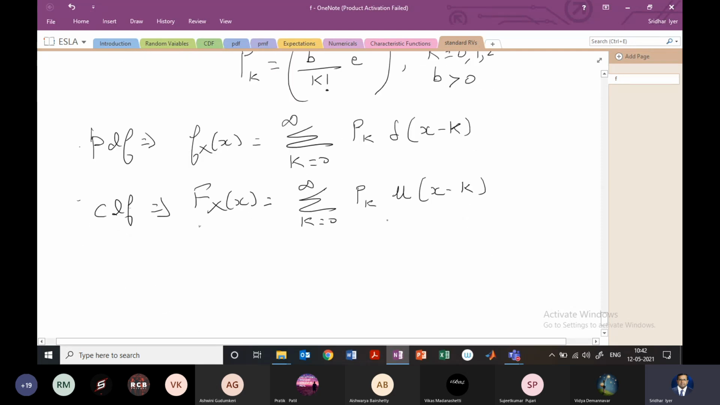We can always derive and find out, which again I'll be doing in the form of a video, or if time permits we'll do the derivation. Its mean value mu x and its variance happen to be the same value, which is equal to b.